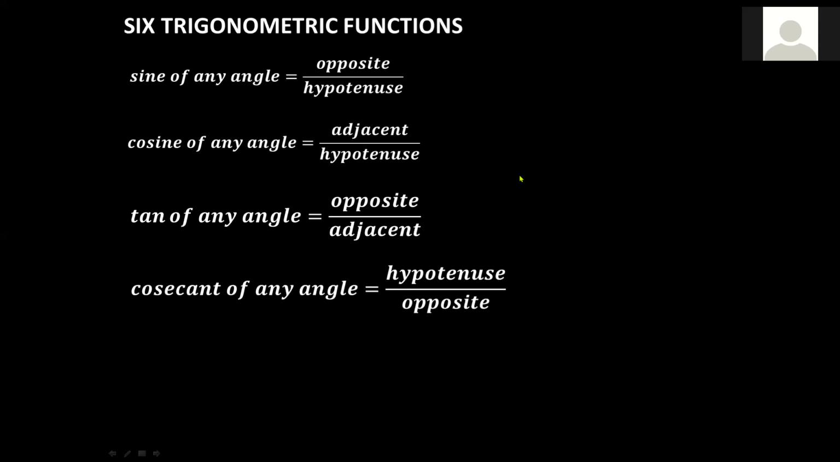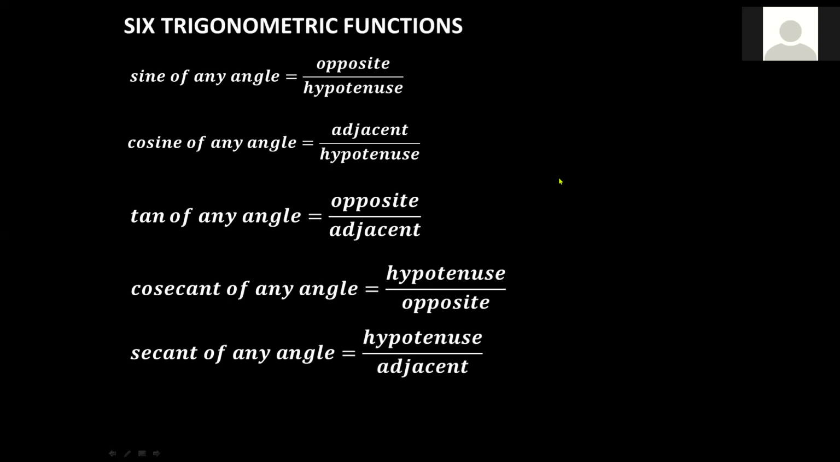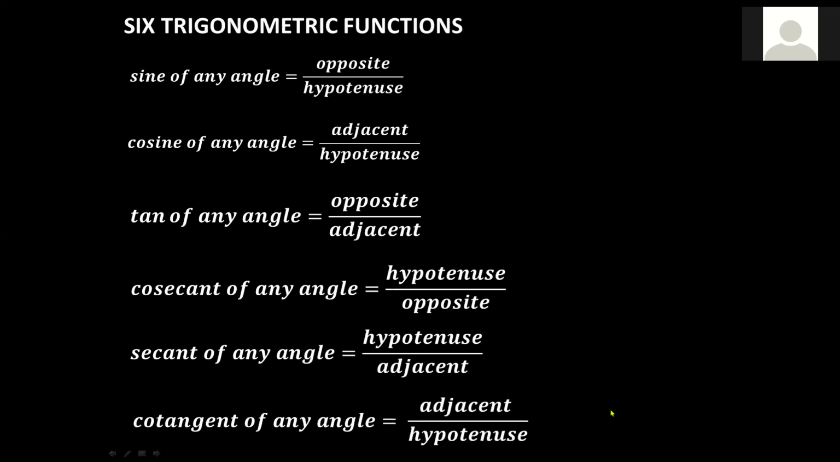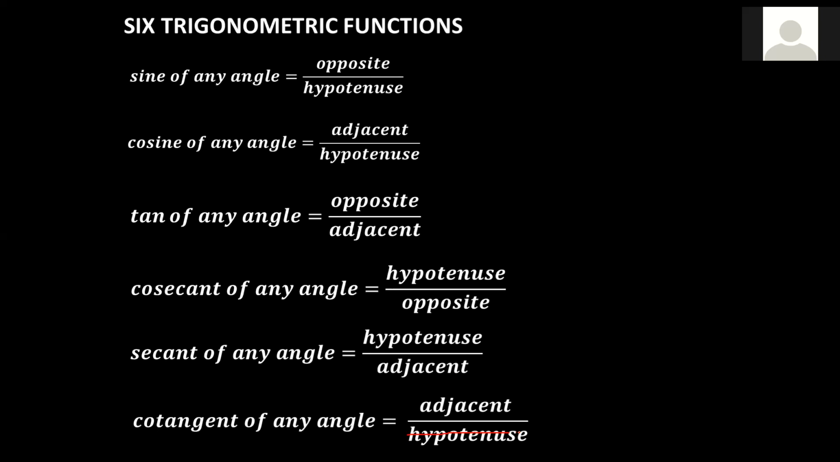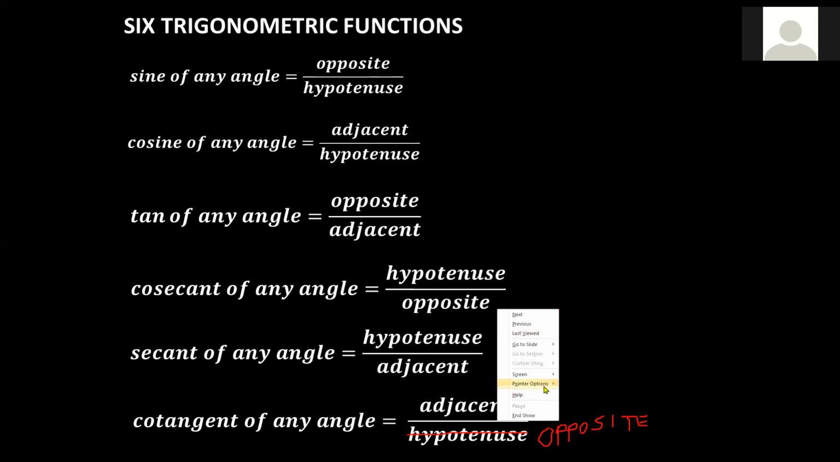For the fourth one, cosecant of any angle is hypotenuse over opposite. And then we also have the secant of any angle as hypotenuse over adjacent. And then the cotangent of any angle, correct natin, no? This is adjacent over opposite, not hypotenuse. So correct lang natin yung pagkakasulat. So let me rewrite the right word for the denominator. So we have the cotangent of any angle as adjacent over opposite. So yan yung 6 trigonometric functions na hindi natin dapat nakakalimutan when dealing with the topic, angle of elevation and depression.